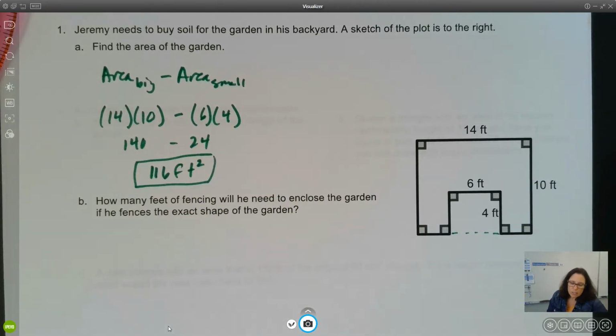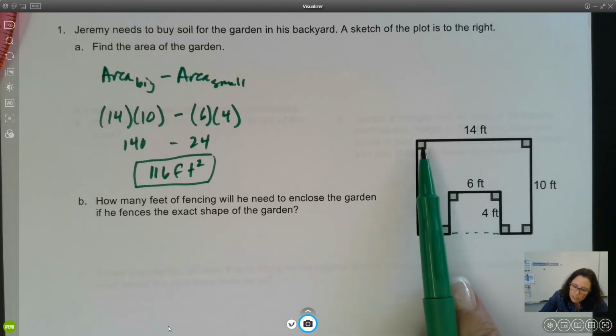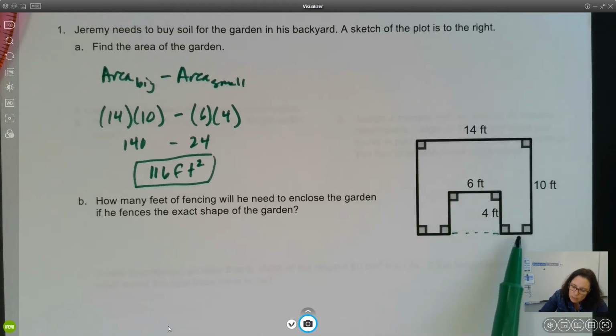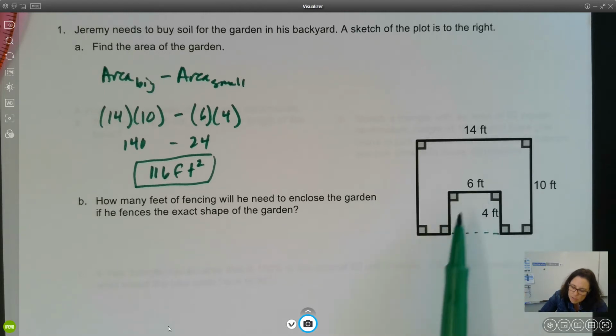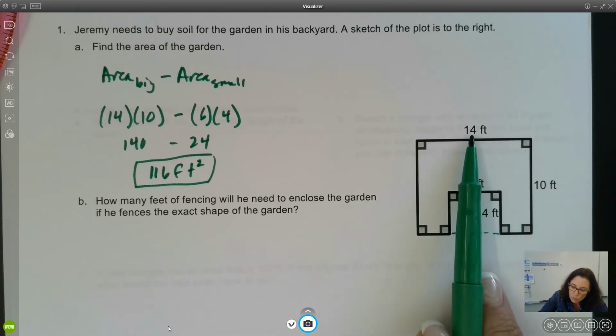How many feet of fencing will he need to enclose the garden if he fences the exact shape of the garden? All right, so to know about fencing, that should be a big indicator that you are finding the perimeter of this thing. So we're going to need the side lengths of all the sides. Okay, so do you understand that we would have a 14, a 10, and then we'd need to find these two pieces? These two pieces, if this piece is 6, these two pieces together are 8 because the whole thing is 14.